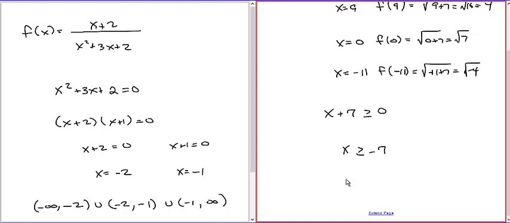And the way we would do that in interval notation is we'd have a square bracket, because it can equal negative 7, and we'd go all the way to positive infinity with a curved bracket. So these are two ways to show it.